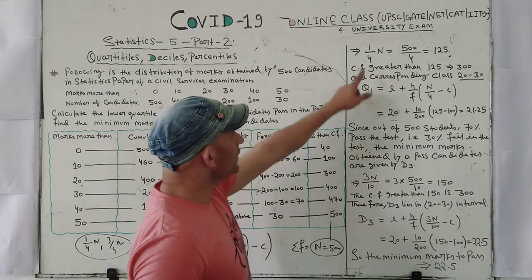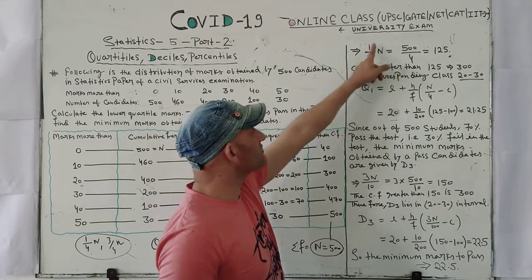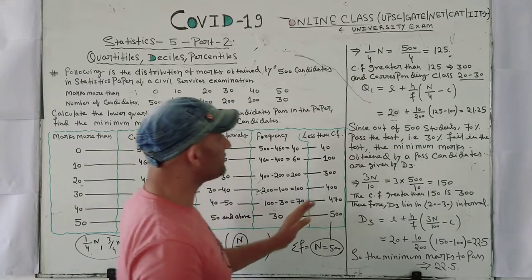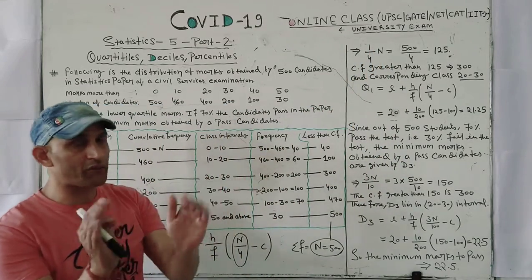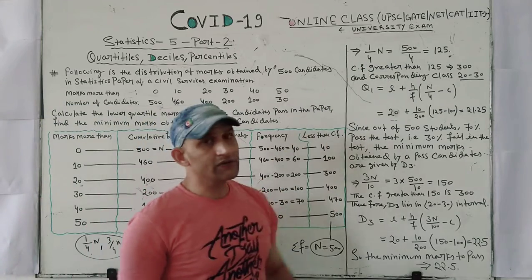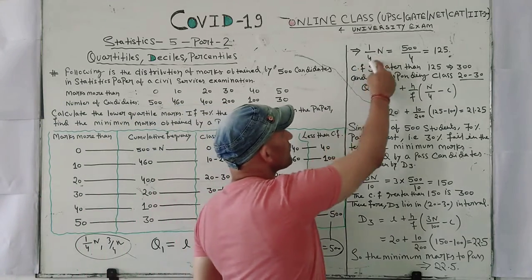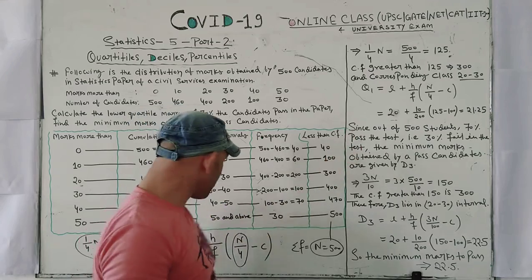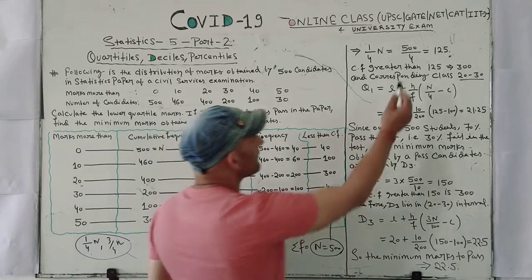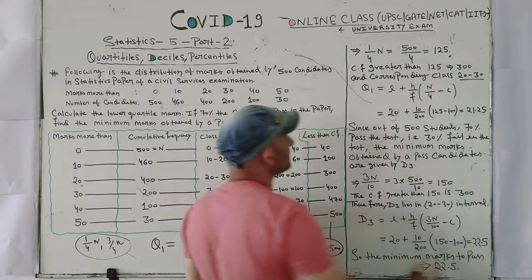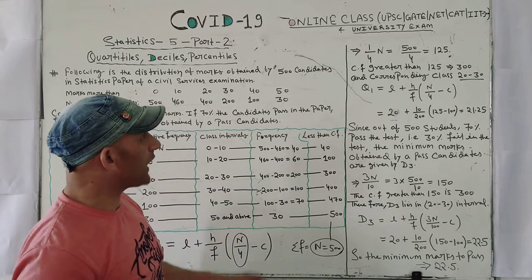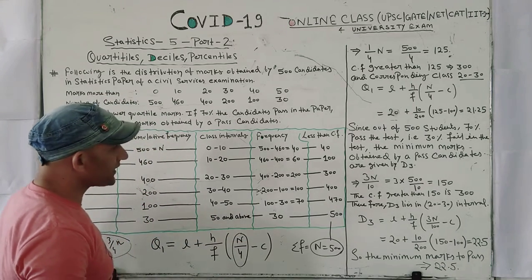So now we are finding the quartiles. It means that 1 upon 4 n. Quartile means you have divided the data in 4 equal parts, and I am asking this Q1, so 1 upon 4 n. N is 500, 500 upon 4 is equal to 125. So now we will check 125.